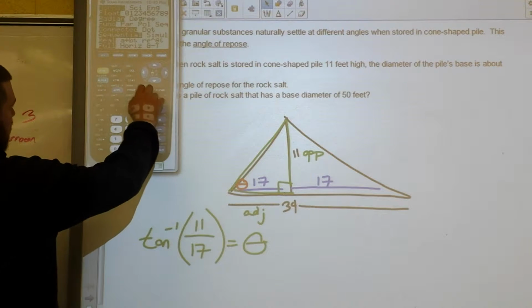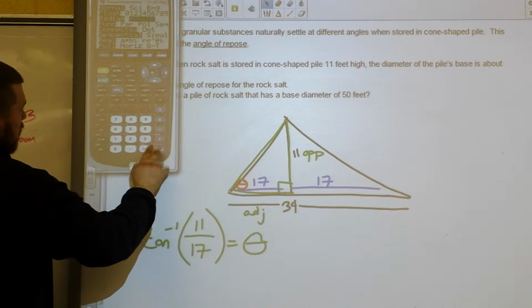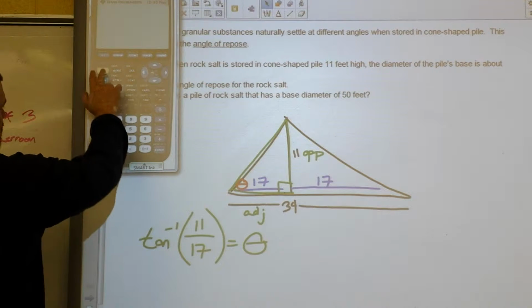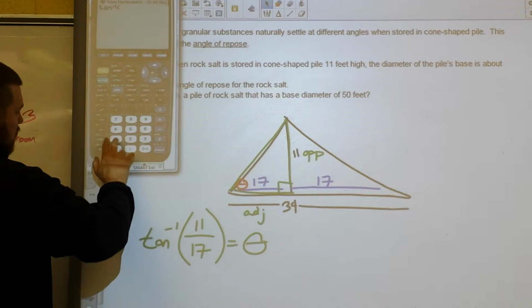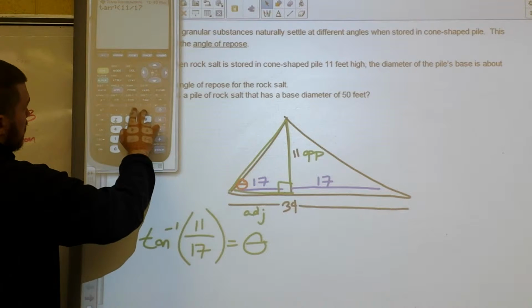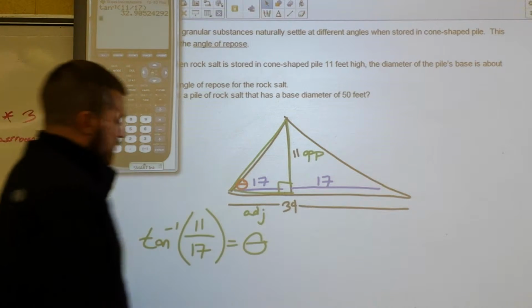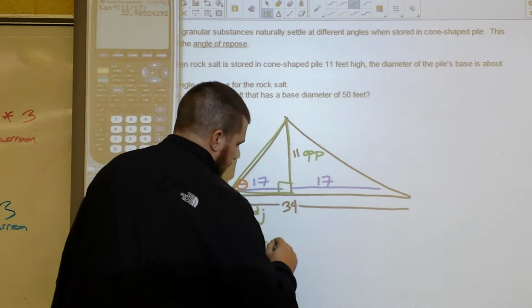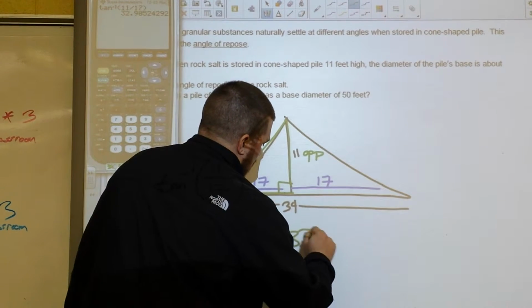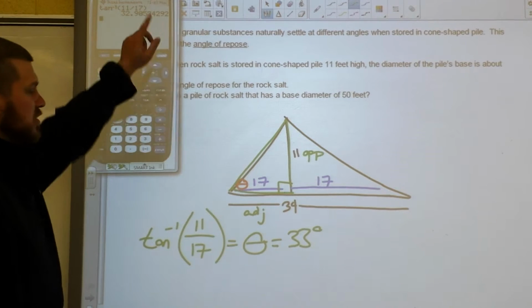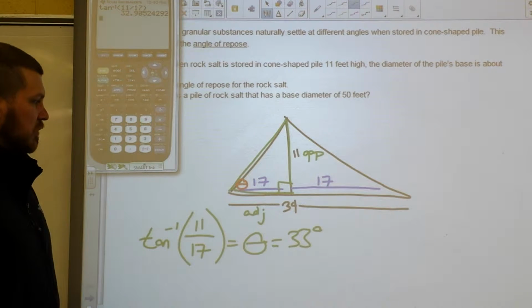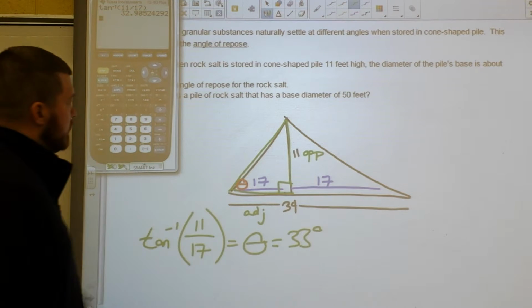Alright, so make sure my calculator is in degree mode, and then I'm just going to type it in. So second tangent 11 over 17, and I get my angle of repose is approximately 33 degrees. Now I'm rounding to the nearest whole degree. Obviously, the more decimal places you include, the more accurate it is. So I'm going to call my angle theta 33 degrees.